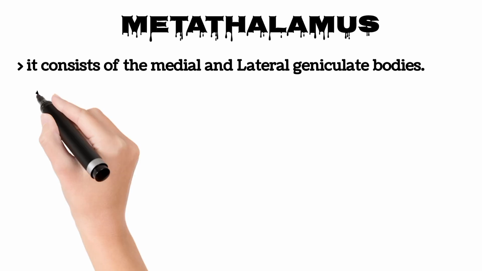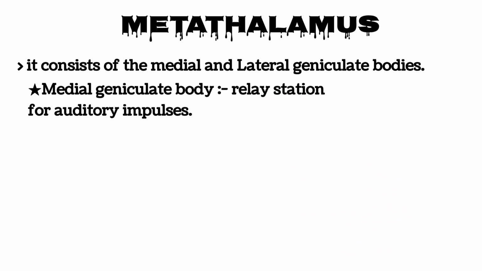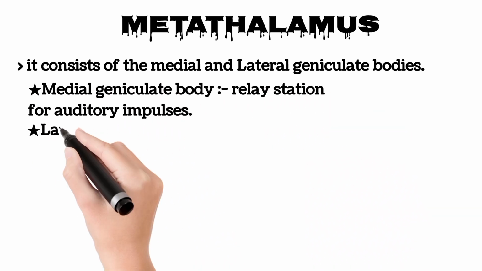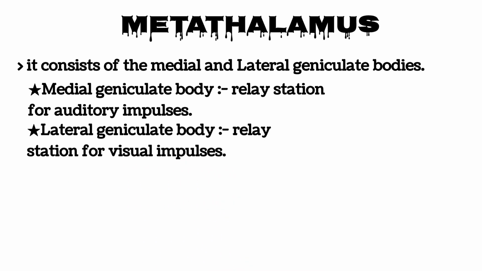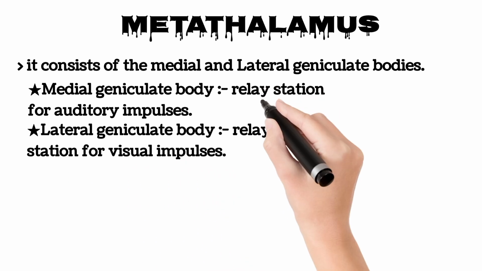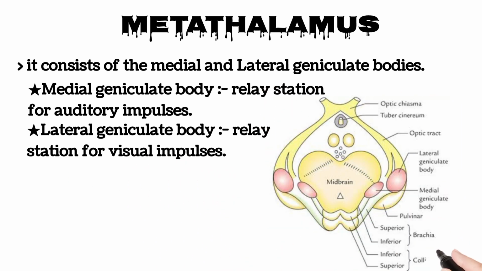Metathalamus consists of medial and lateral geniculate body. Medial geniculate body for auditory impulse. Lateral geniculate body is a relay station for visual impulse. Here we can see in the figure metathalamus.